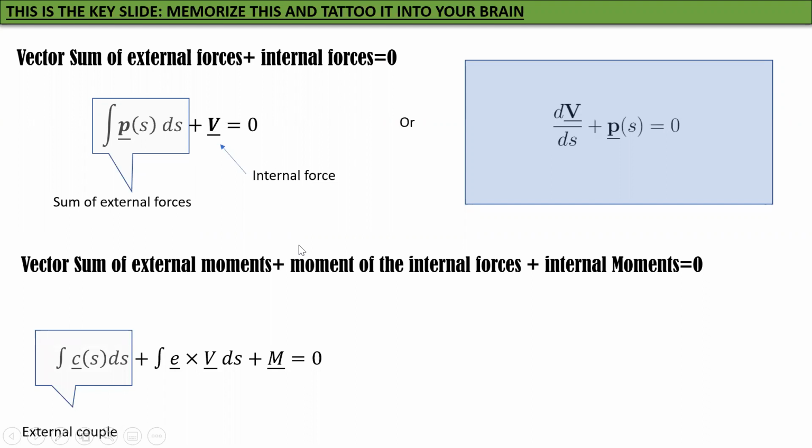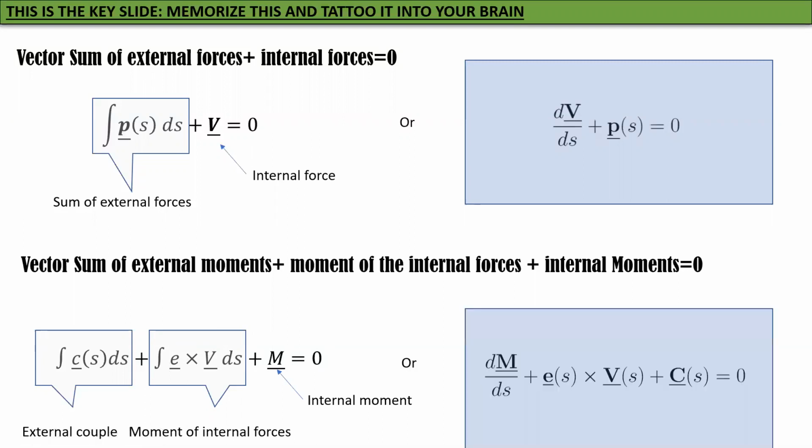That's the vector sum of all the external moments. You can see the sigma is for sum, the integral sign is for integral. So that's the vector sum of all the external moments. This is the moment of all the internal forces, r cross V. And this is the internal moment. So this is my equation. Of course, if I differentiate with respect to s, you will get this: dM/ds plus r_s cross V(s) plus c(s) equal to 0.